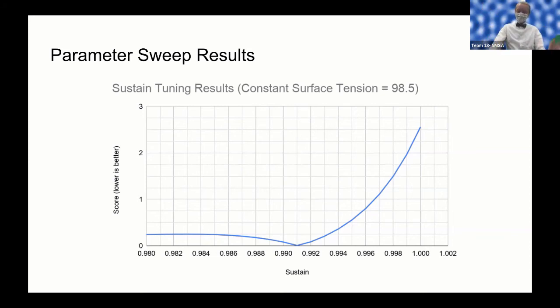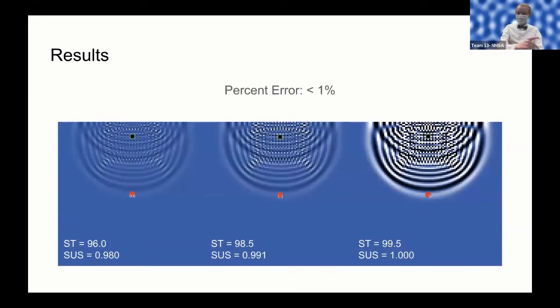So now that we've got these two variables and their optimized results, we've implemented that into the model. And the center image here is what it looks like when those waves are propagating with those values selected. Meanwhile, the sustain and surface tension with the extremes of the testing are displayed on the left and the right. And we found that with this combination, our percentage error was less than 1% compared to the inverse square law of what it should be.